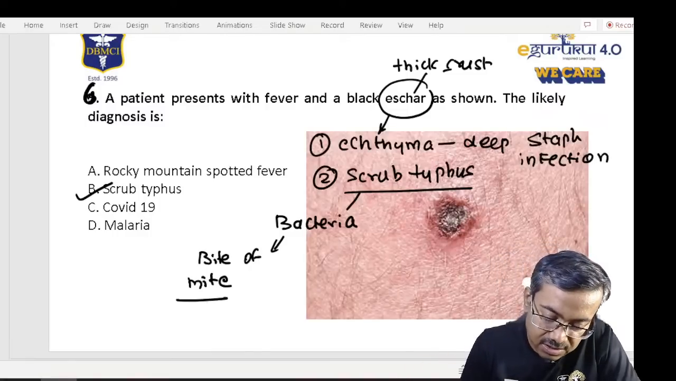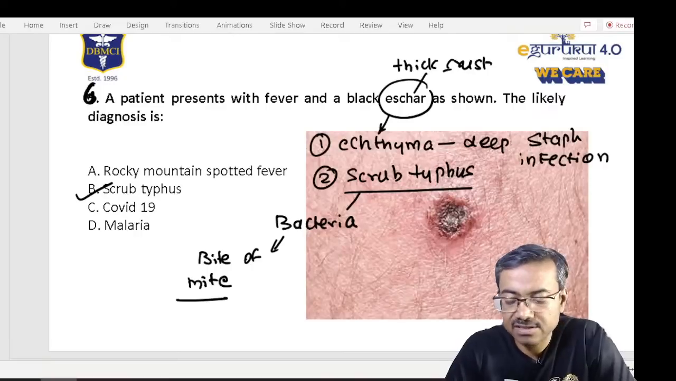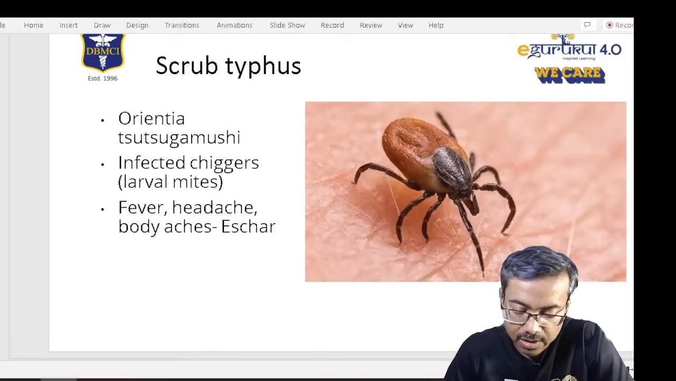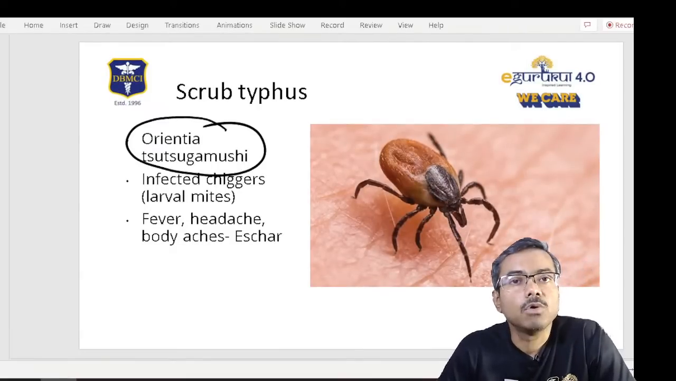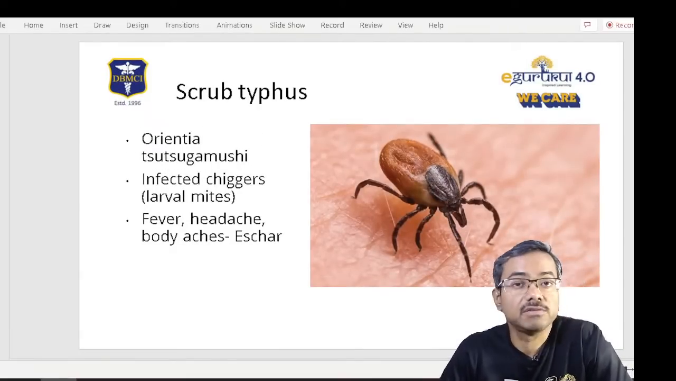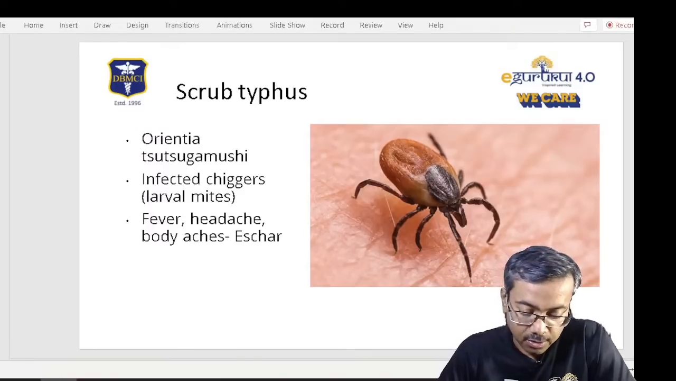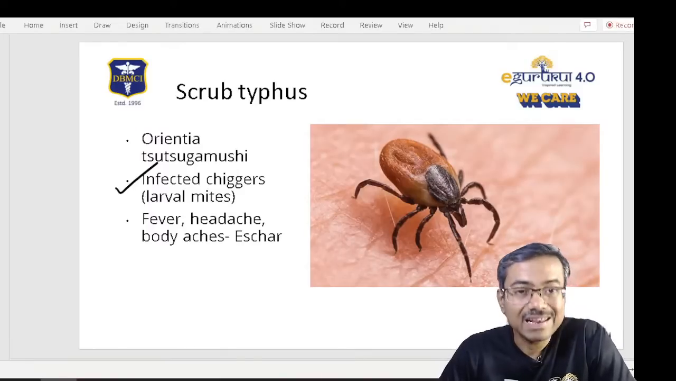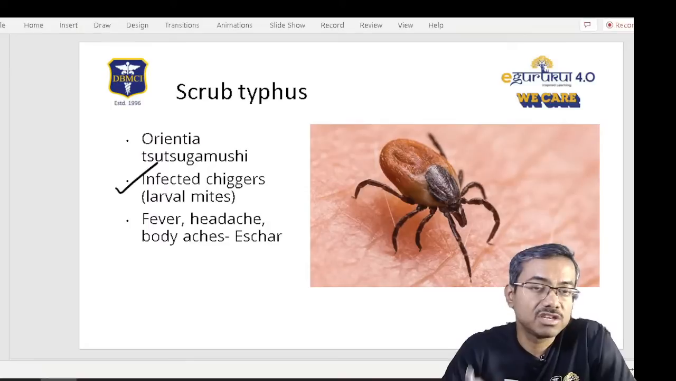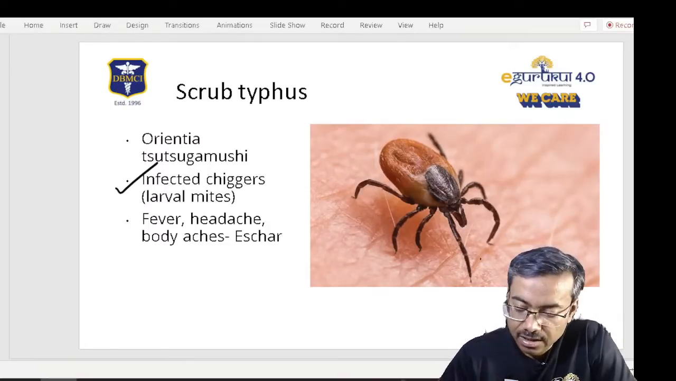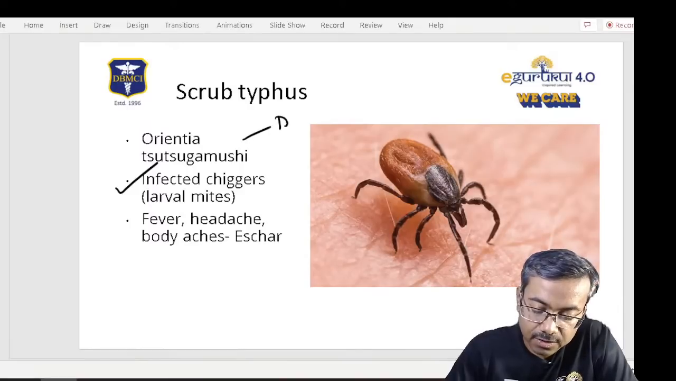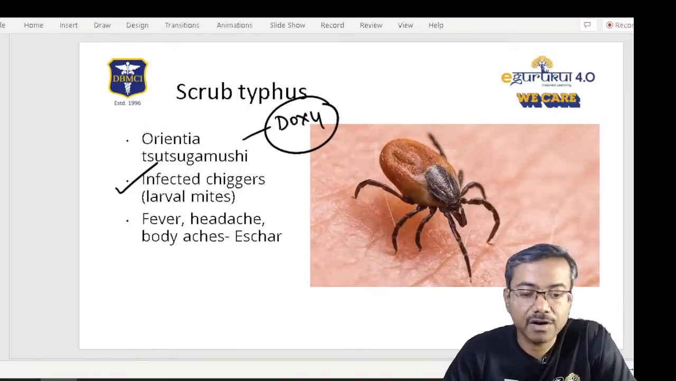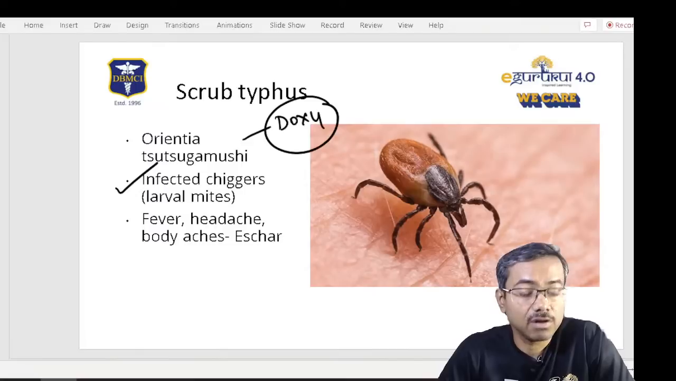So this answer, first of all, is scrub typhus. I'll explain scrub typhus a bit more right now. Scrub typhus is basically caused by a bacteria, Orientia tsutsugamushi. Nice name, I love to say this name. It's caused by the larval mites called chiggers. They bite into a particular area and deposit this bacteria inside, and that's why you want to give doxycycline very fast to these people. Otherwise, they'll have a lot of trouble.